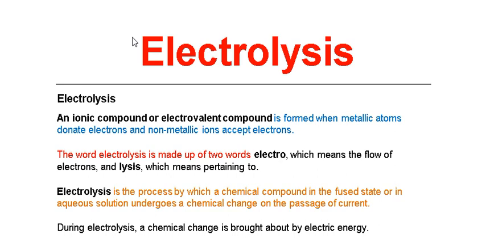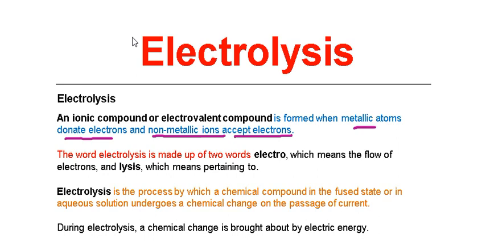So, today's topic I have taken is electrolysis. In this topic, we try to understand what this is. Electrolysis. An ionic compound or electrovalent compound is formed when metallic atoms donate electrons and non-metallic atoms accept electrons.